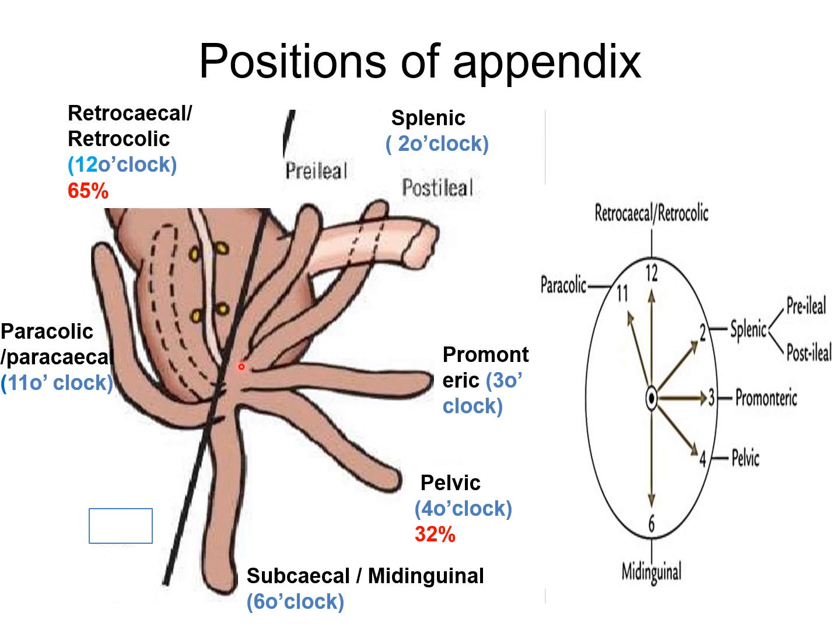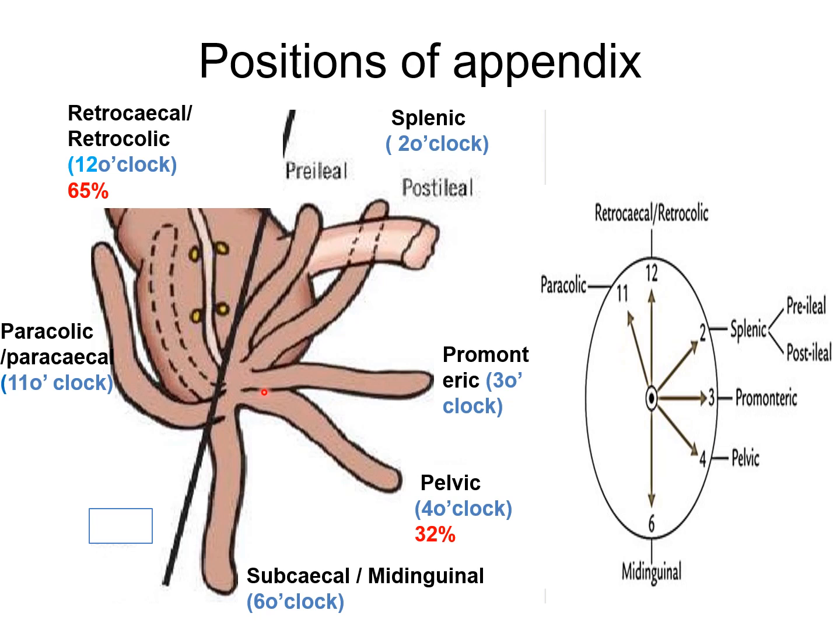Third position is the splenic position. It is also known as 2 o'clock position. Here the appendix passes upwards and medially either in front or behind the terminal part of ileum. If it passes in front of the terminal part of ileum, it will be called as pre-ileal position, and if it is passing behind the terminal part of ileum, it will be called as the post-ileal position. Now the fourth one is the promontoric position, which is also known as a 3 o'clock position. Here the appendix passes horizontally and points towards the sacral promontory.